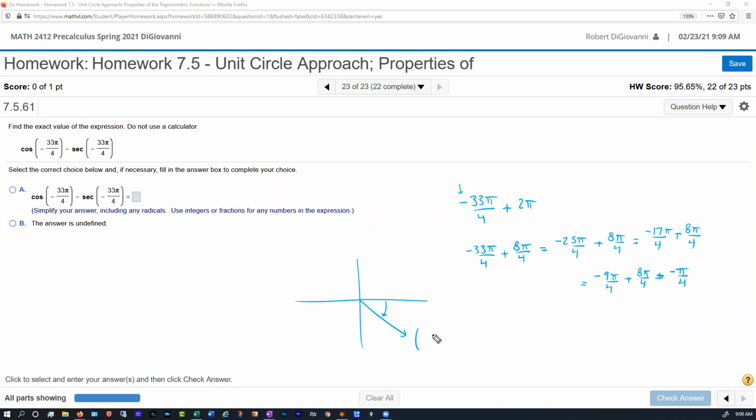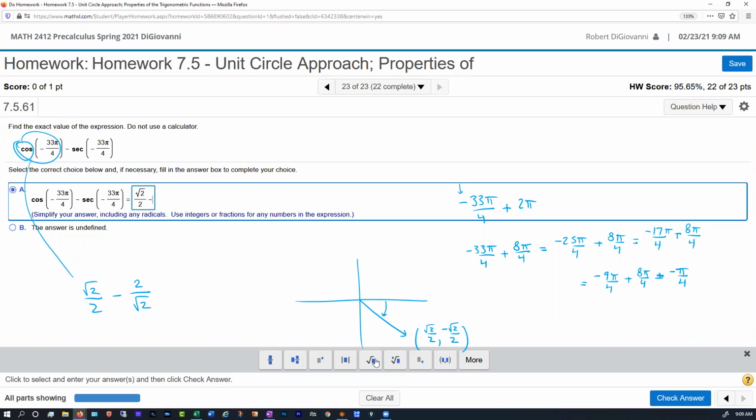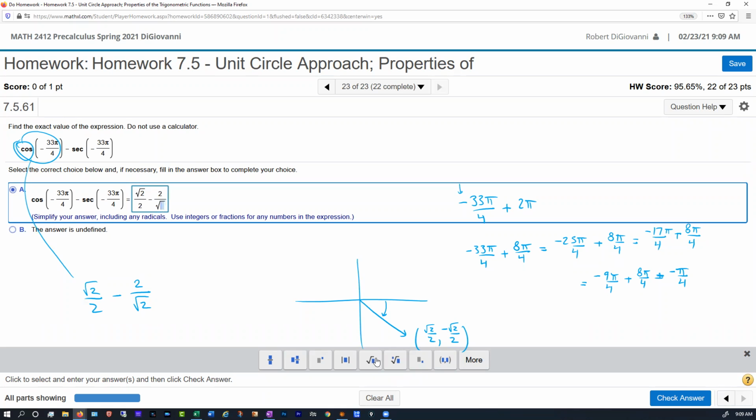So negative pi over 4, the point here is going to be square root of 2 over 2 and negative root 2 over 2. All right, so let's figure out what is cosine of that angle. Cosine is the x-coordinate. So this whole thing should be just the x-coordinate. And then minus secant of that would be the reciprocal of the x-coordinate, which would be 2 over root 2, like that. Okay, so let's see if it takes this answer. We might have to simplify that, but I'm going to just try it. Square root of 2 over 2 minus 2 over square root of 2.